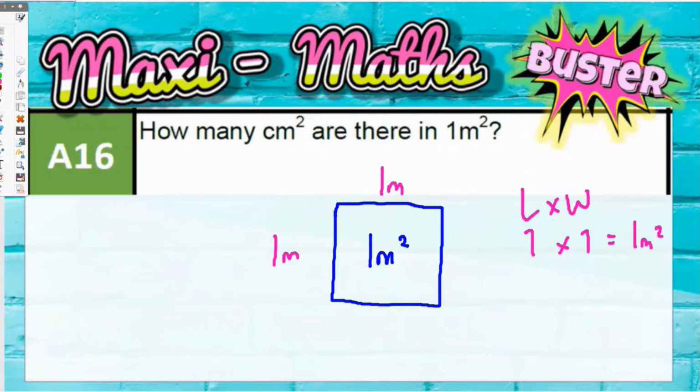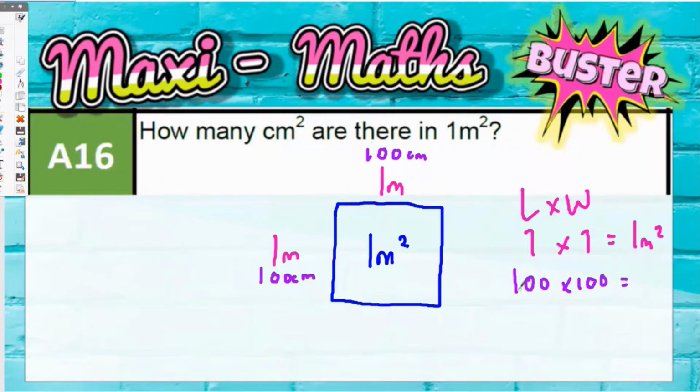But we need to turn that into centimetres squared. So the 1 metre down the side is 100 centimetres, and the 1 metre along the top is also 100 centimetres. So if you're doing the area in centimetres squared, it's not 1 times 1 anymore. You've got to use the units for centimetres. It would then be 100 times 100.